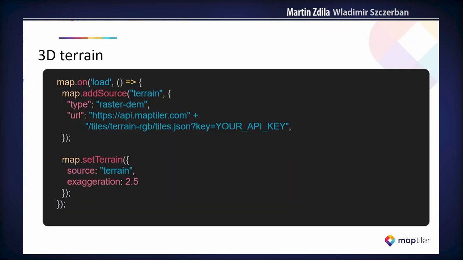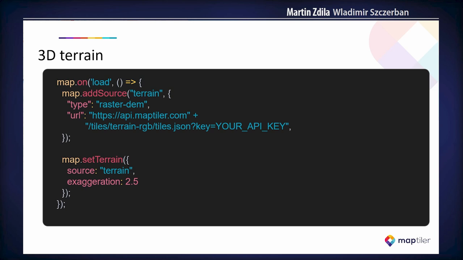Now, how to add this 3D terrain functionality? You may include the terrain source directly in your style or add it separately, like you see in this code. So you add a source, name it, you must specify the type, which is raster-dem, and then you provide either a URL to a TileJSON file, or you specify all the details directly.